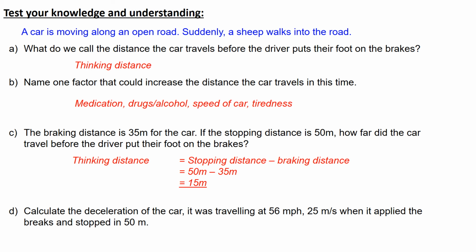Right, last one, D. Calculate the deceleration of the car. It was travelling at 56 miles per hour, 25 metres per second, and when it applied the brakes it stopped in 50 metres. So, using the equation again, 0 take away 25 squared divided by 2 times 50 equals 6.25 metres per second squared.